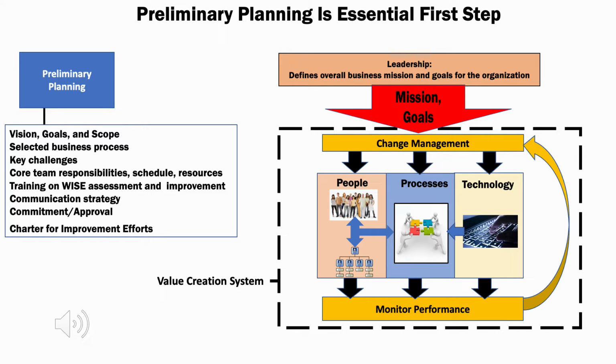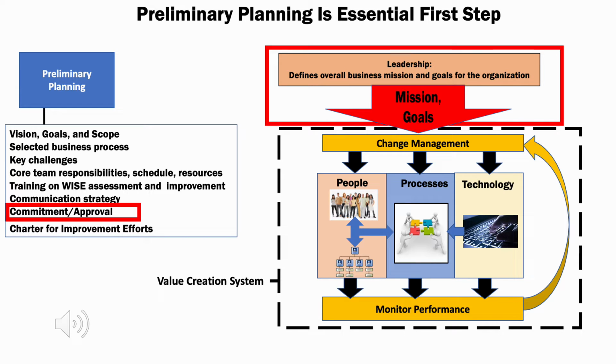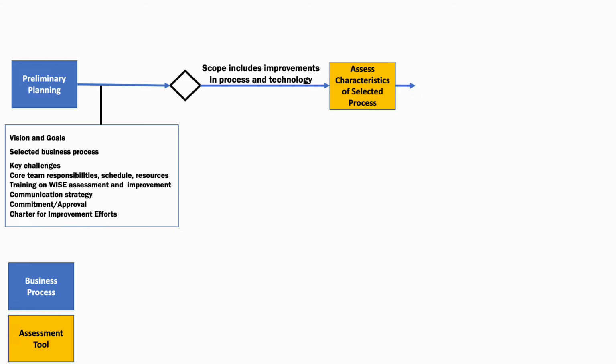The Charter defines the improvement efforts, and commitment or approval from the leadership is a key success factor for improvements. The process that was selected for improvement during the preliminary planning phase is assessed to better understand the nature and the magnitude of challenges that we may be facing.